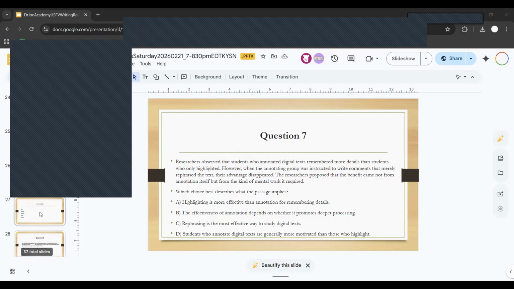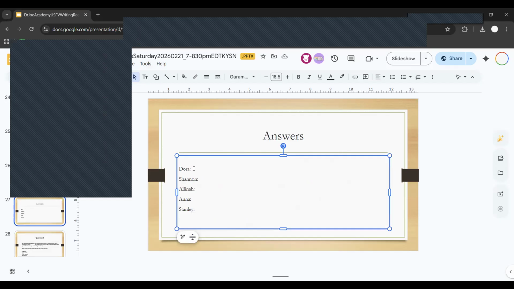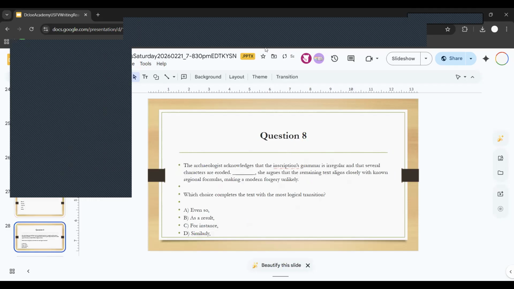Okay, great. The correct answer for this is B. Okay, and Stanley, can you please go ahead and read question number 8? The archaeologist acknowledges that the inscription's grammar is irregular and that several characters are eroded blank. She argues that the remaining text aligns closely with known regional formulas, making a modern forgery unlikely. Which choice completes the text with the most logical transition?